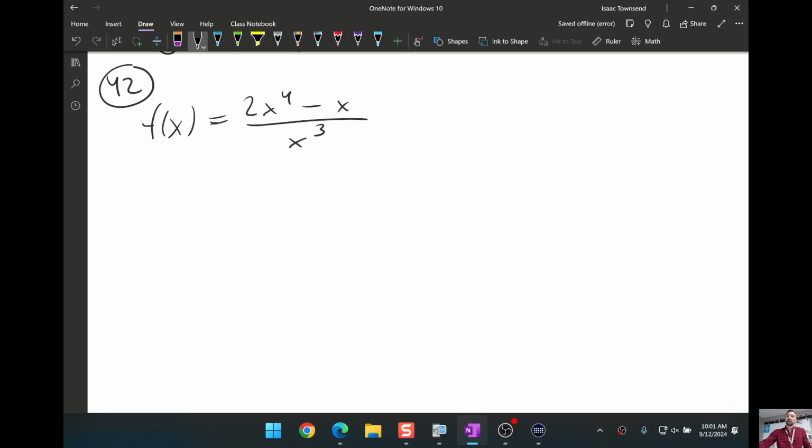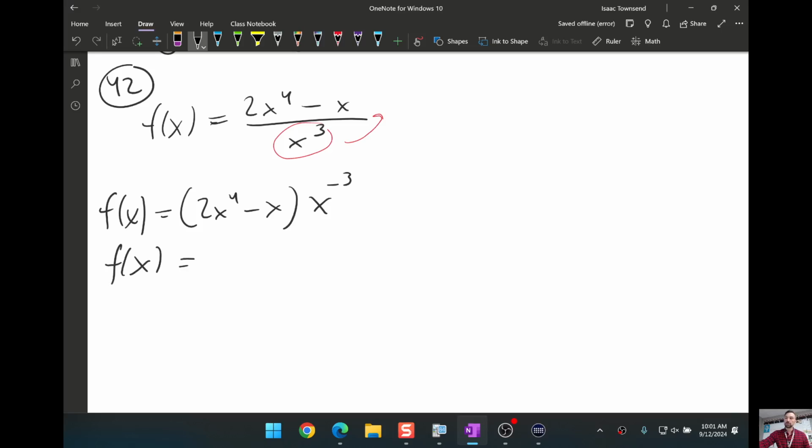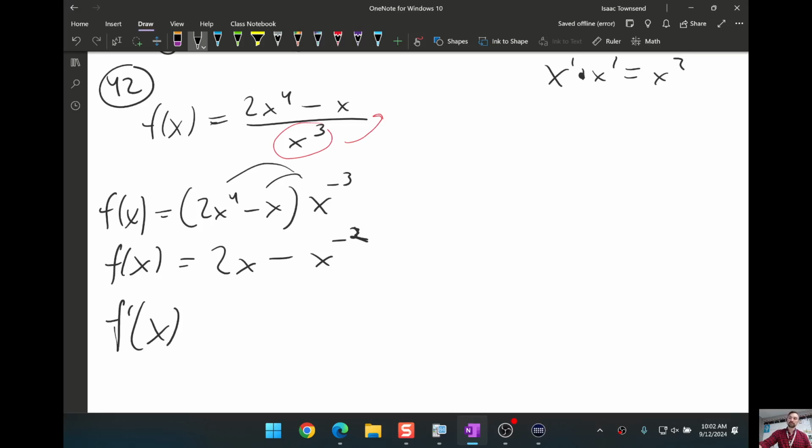Okay, so I saw at least 2 people do this already this morning. They brought this up, so that makes this like 2x to the 4th minus x, and when you bring this up, this becomes x to the negative 3. This is not in the right format for power rule, so you can't get to calculus yet, but then you could distribute this. Remember, when you multiply things with the same base, you add the exponents. So this is like 2x minus x to the negative 2. And then it looks like it's ready to go for derivative.